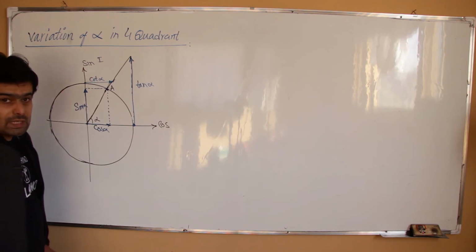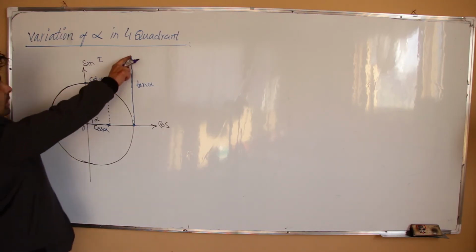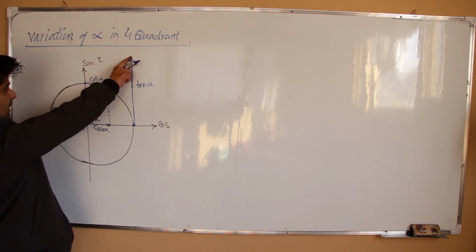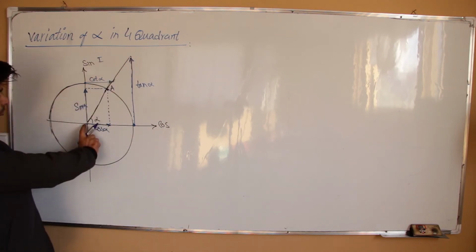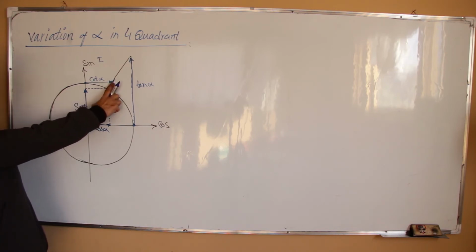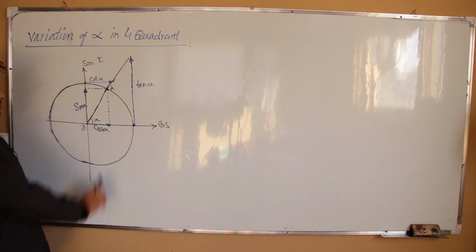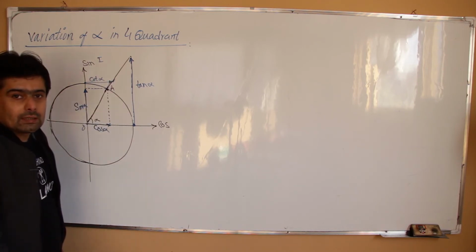What's the value of secant? From O up to here. This is the value of secant. What's the value of cosecant? From O up to here. The point meeting with what? The extension of the radius and the cotangent line. This is called cosecant. I think we have got it.